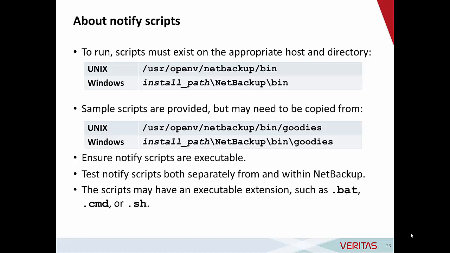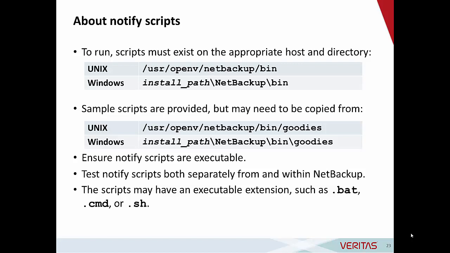edit them to add whatever logic I want to add, and then save them and make sure that the extension on the script allows it to be executed. So for example, in Windows it should be a .bat or a .cmd. As the slide recommends, test these scripts robustly, both outside of and inside of NetBackup. And if you want to have one of these scripts call another script, that's perfectly fine. And that would allow you to do scripting in different languages. You know, the NetBackup scripts are regular batch files or shell scripts.